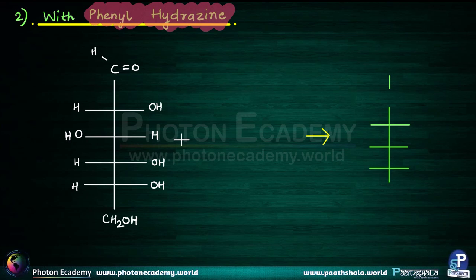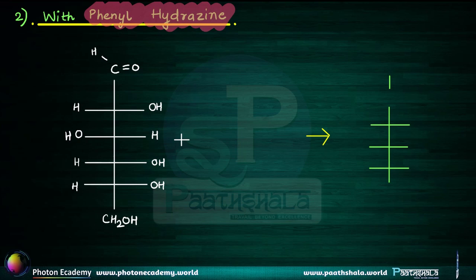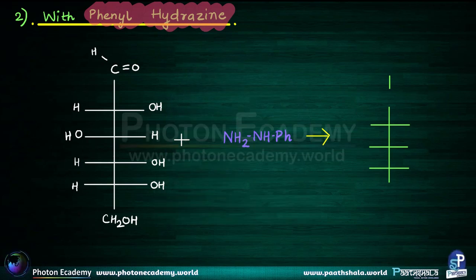Phenylhydrazine is a compound which is represented in this particular manner. It is NH2, NH, and Ph. This compound is known as phenylhydrazine, and here you can see the Ph over here. This Ph is nothing but a phenyl group, and the rest is hydrazine. NH2 has lost one H and it is replaced by a phenyl group, so it is known as phenylhydrazine.